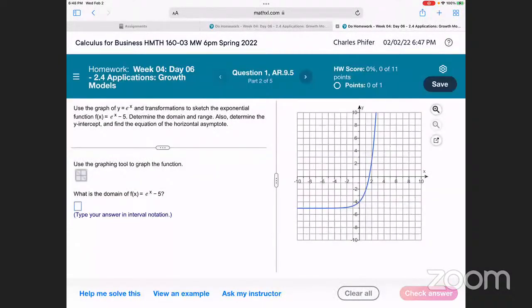Okay. What's the domain, right? So this is our graph. In a graphical sense, the domain is going to be the very left to the very right. So the far left is what? Negative infinity.